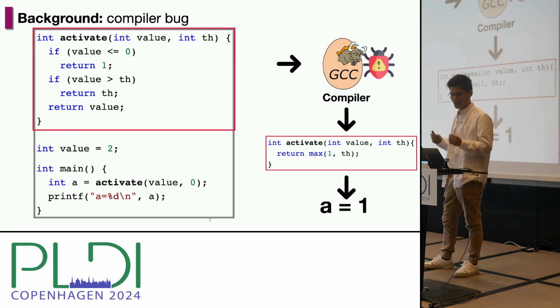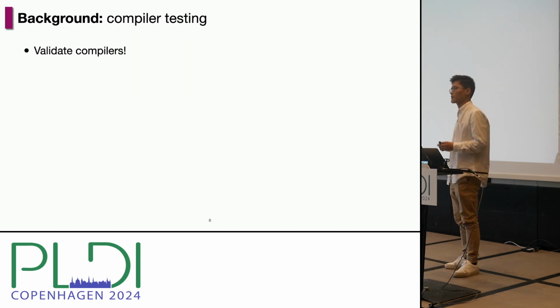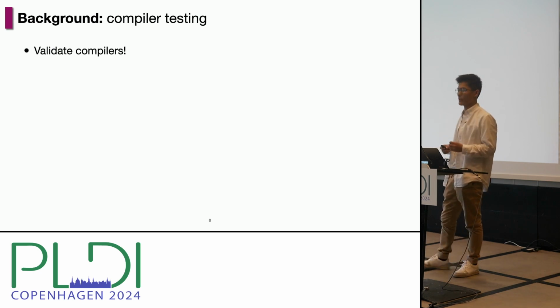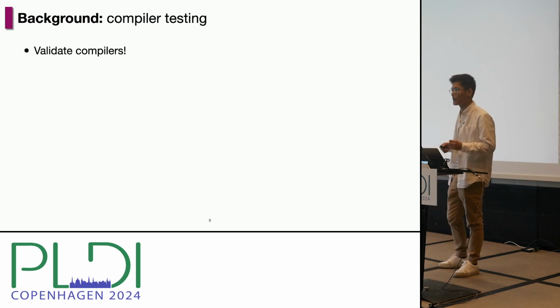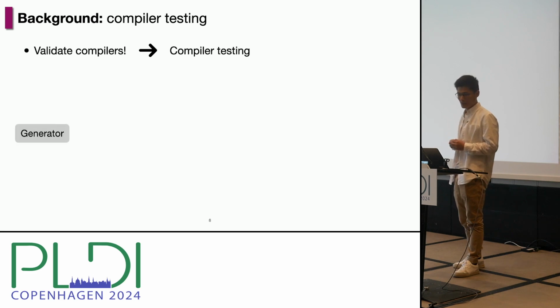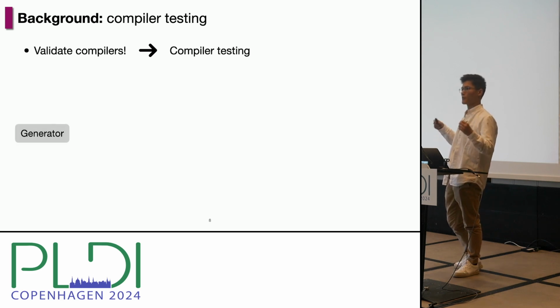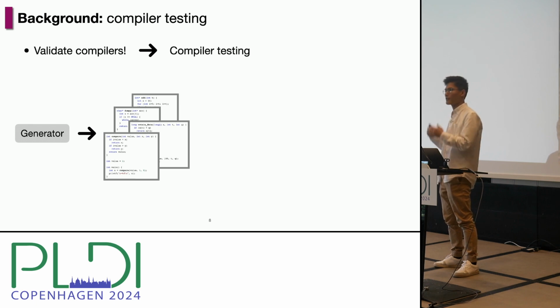So we need to validate the compilers. And because of the super complexity of compilers, one of the most important tools to validate compilers is testing. So here's the general framework to do compiler testing. That is, we first design some random program generators that can generate a set of different programs.